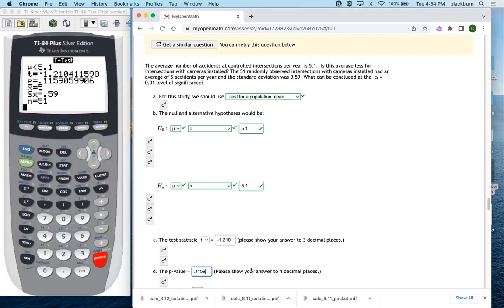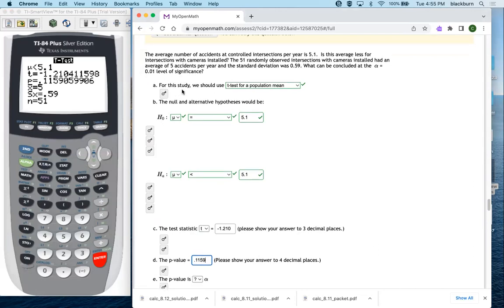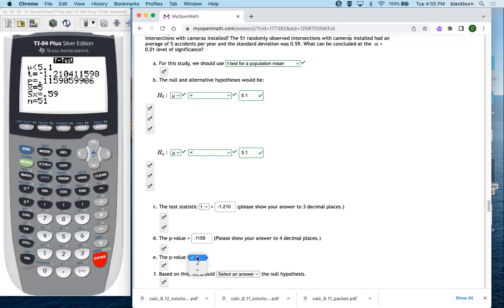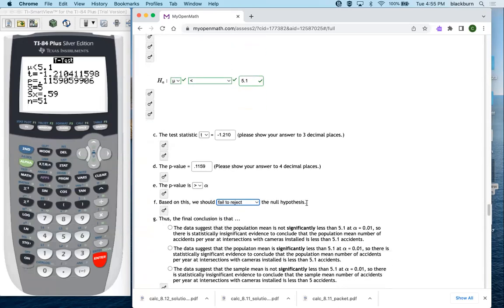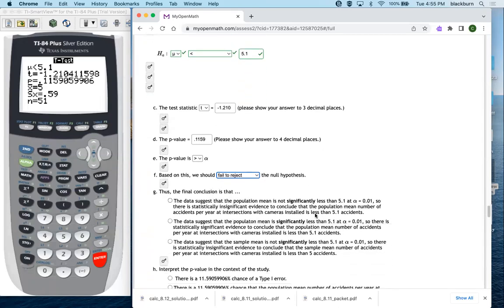My p-value is 0.1159. That's pretty high p-value, definitely higher than the level of significance. So p-value is greater than alpha, therefore we fail to reject. That means we do not have significant evidence. All right. So you're going to look for the not significantly less than and try to figure out which one's correct. So the second one's definitely wrong.